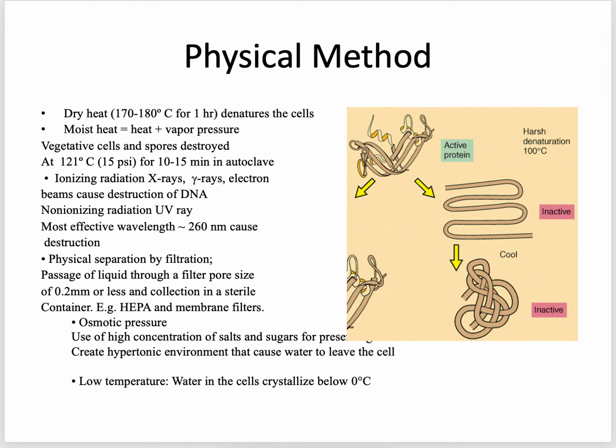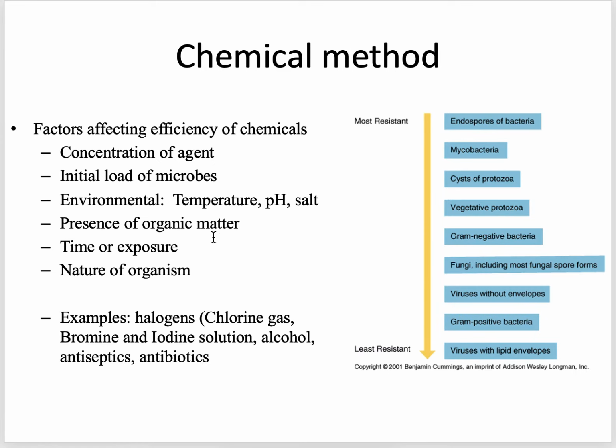Anyway, this was about the physical methods of controlling bacterial growth or killing bacteria. Now let's talk about the chemical methods. There are different chemicals, for example halogens like chlorine gas, bromine, iodine solution, alcohol, various antiseptics, chemicals, and antibiotics. These are all chemicals, and we can use these chemicals to kill bacteria, that means control the growth of bacteria.